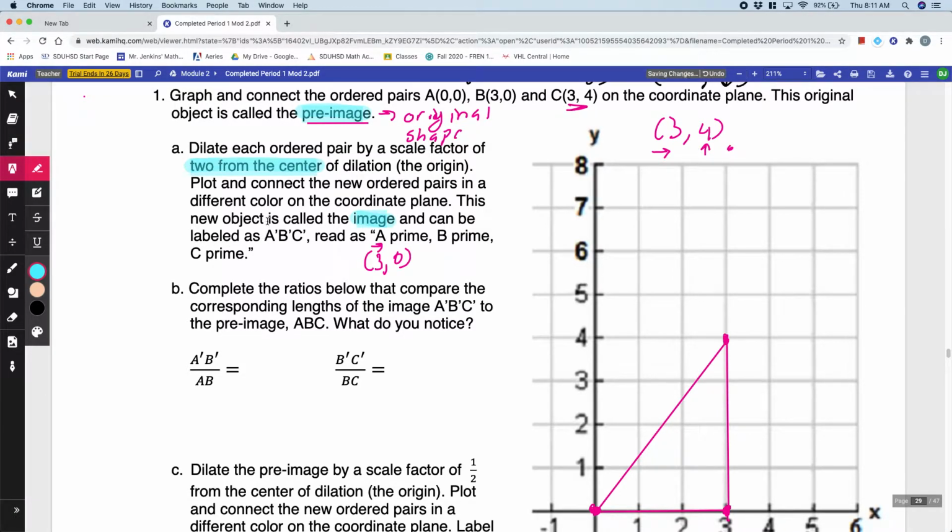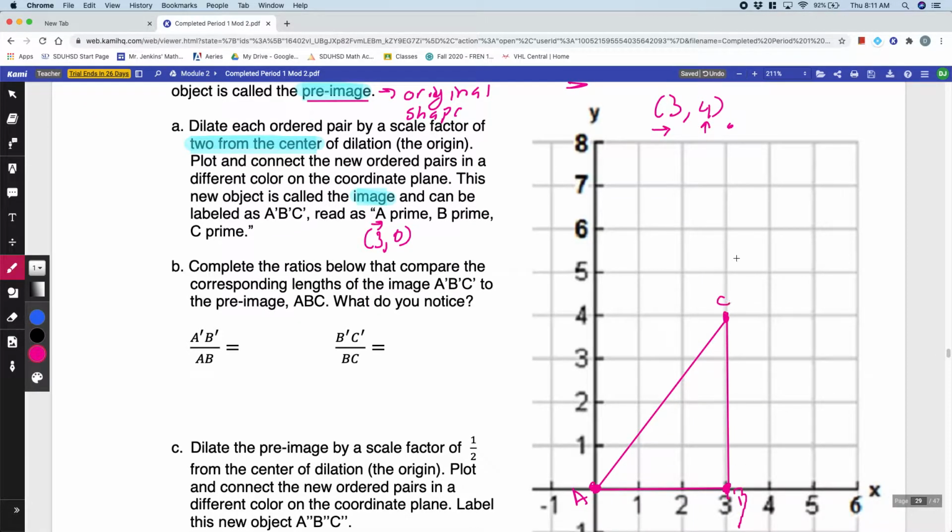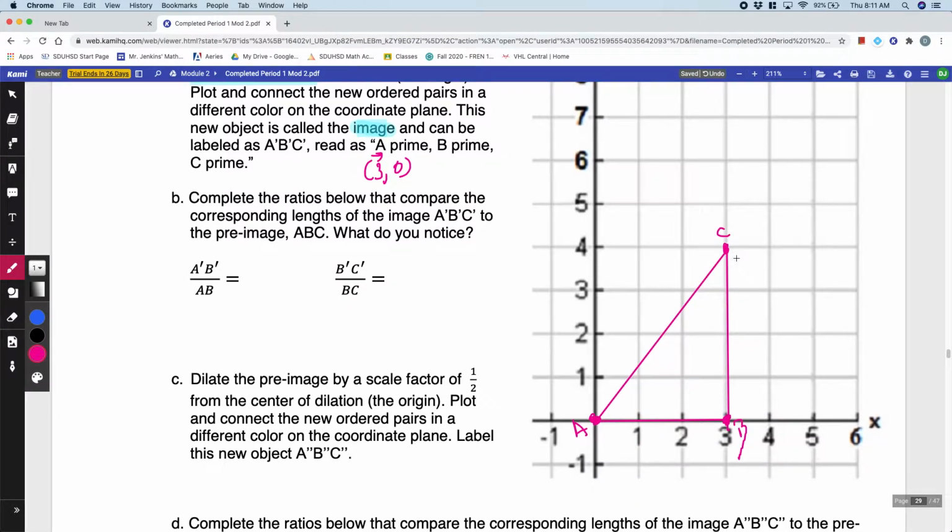You can label these as A, B, C, and these little apostrophes, A apostrophe, B apostrophe, C apostrophe, are called prime. So A prime, B prime, C prime. All that means is it's comparing our old shape to the new shape. So for instance, if this is A, this is B, this is C, when I plot these new points, we're going to see what this looks like.